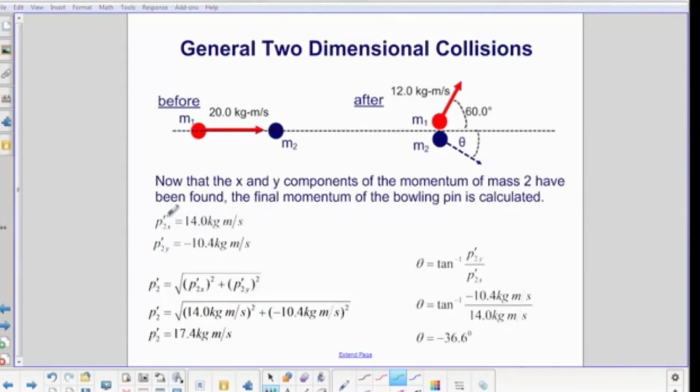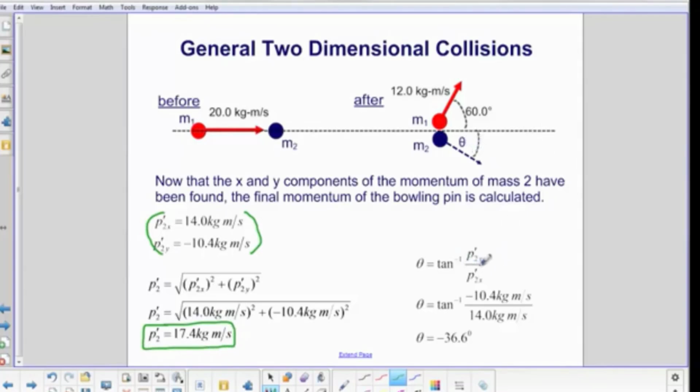We have the x and y components of the final momentum of object 2, the bowling pin. So we go to Pythagoras to find the magnitude of the vector right here. That's where the momentum is directed. You just square these terms and take the square root. Notice how we don't care about the negative sign here. We just square it. And we get a final momentum, magnitude of momentum for the bowling pin of 17.4 kilogram meters per second. Now we want to find the angle theta.